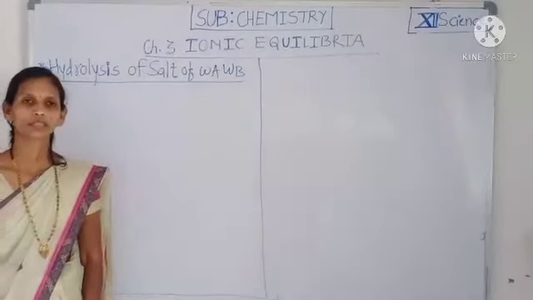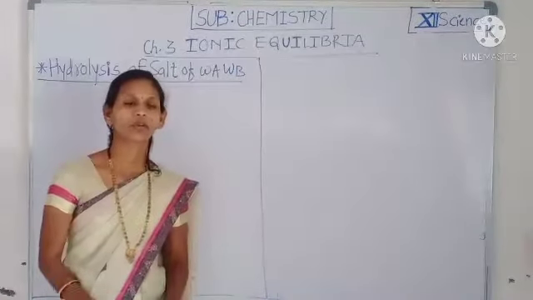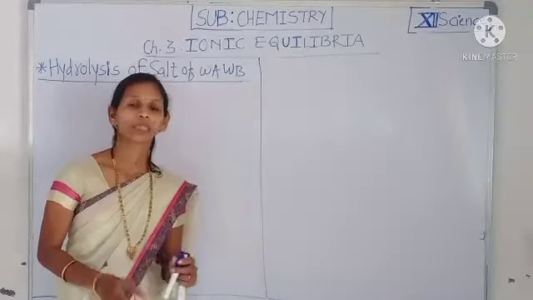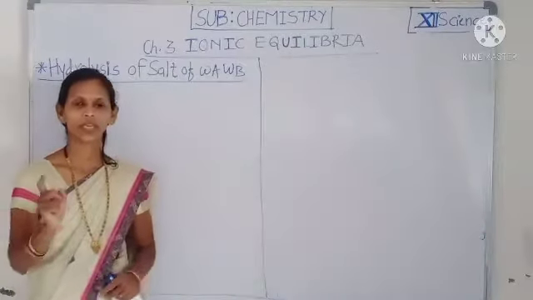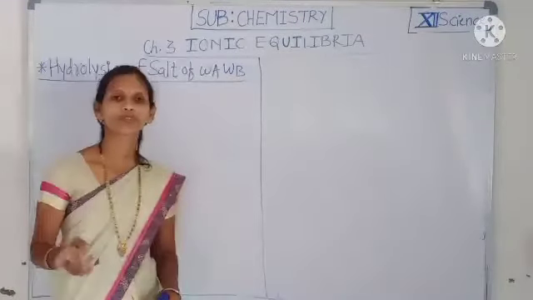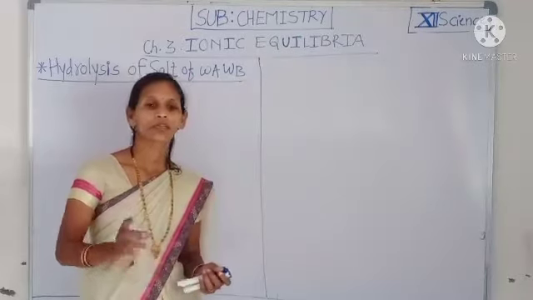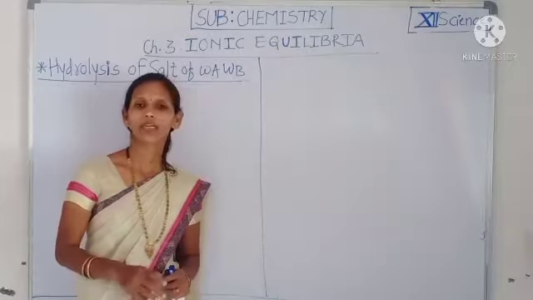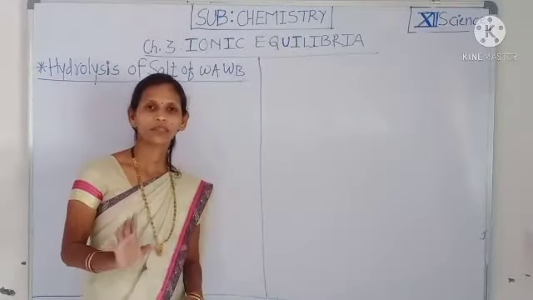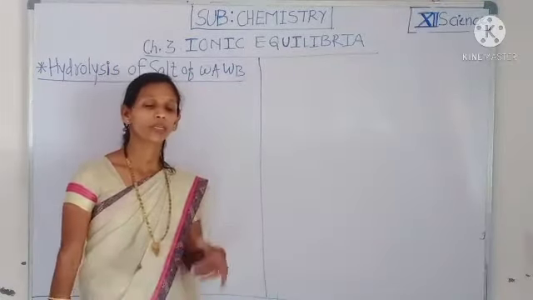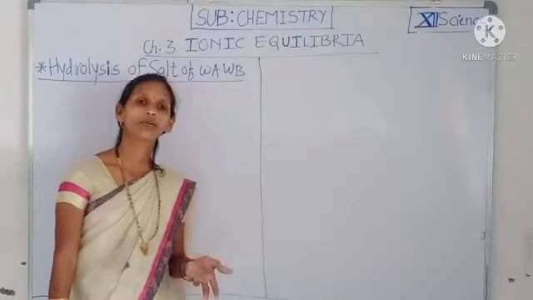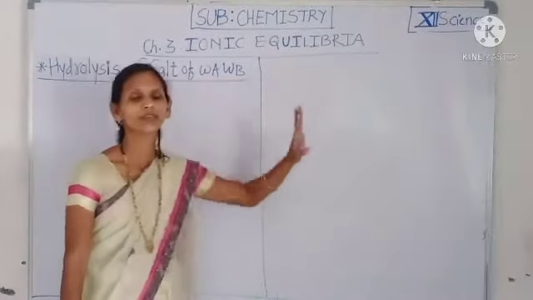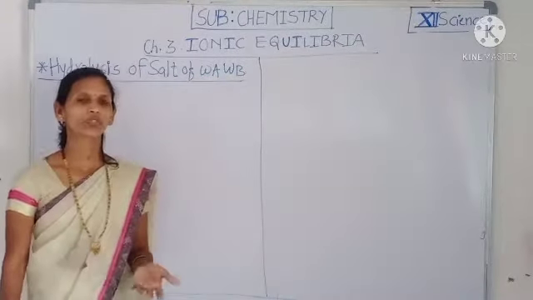Hello students, in the previous lecture we studied the hydrolysis of three types of salts: the hydrolysis of salt of strong acid and strong base, salt of strong acid and weak base, and salt of weak acid and strong base. Now we are going to study the hydrolysis of salt of weak acid and weak base. All of you studied about that.